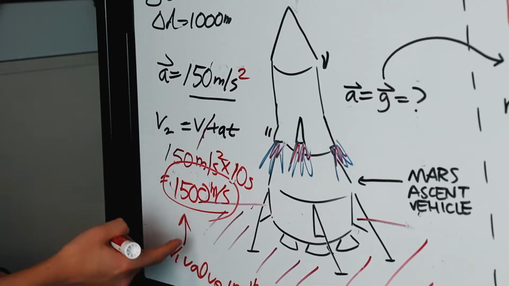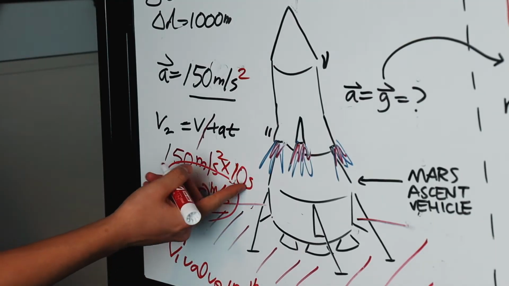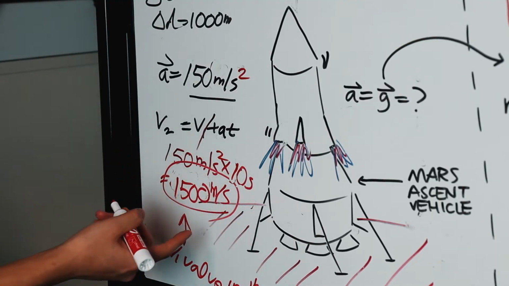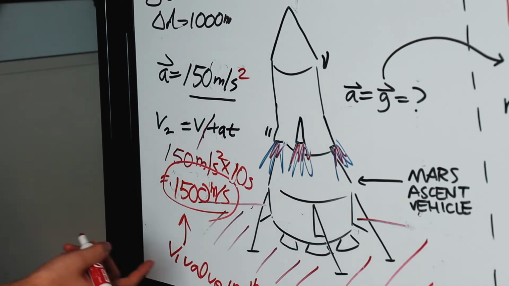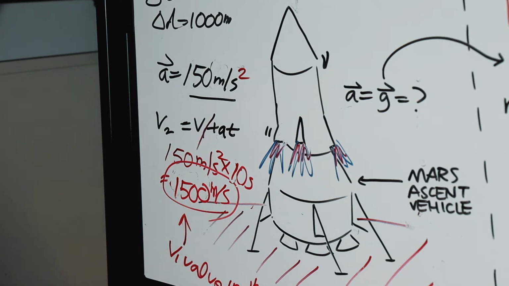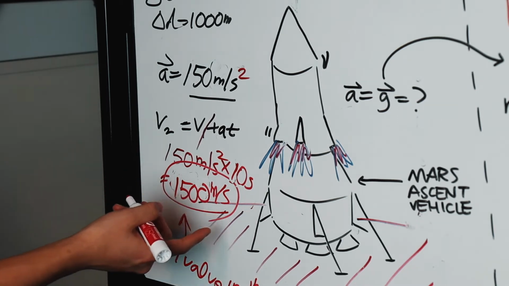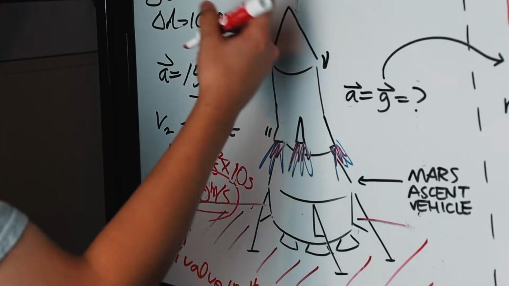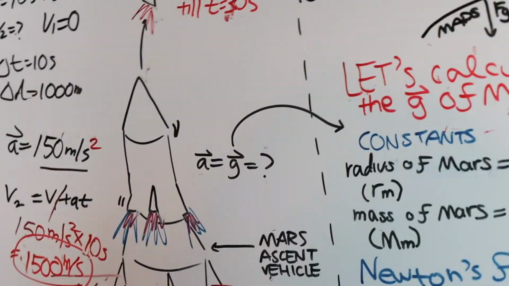Let's just say after 10 seconds, after it accelerates full throttle till 10 seconds, the rocket transitions into a cruise mode where it maintains this speed instead of accelerating even more. So let's just say V1 equals 1500.